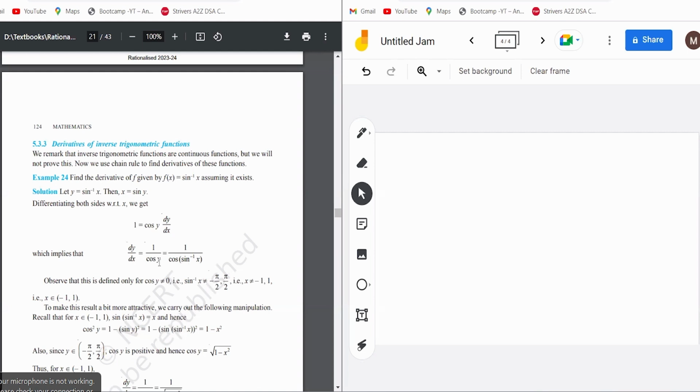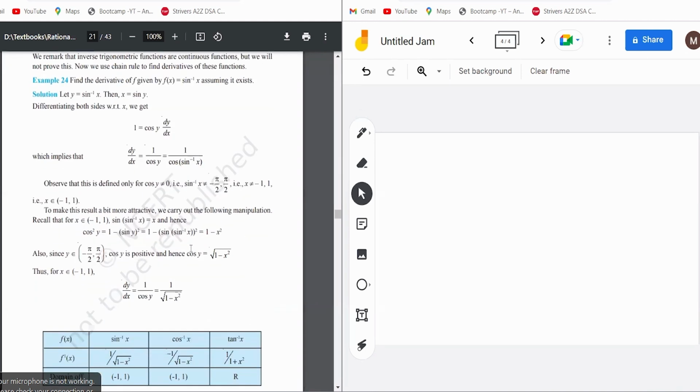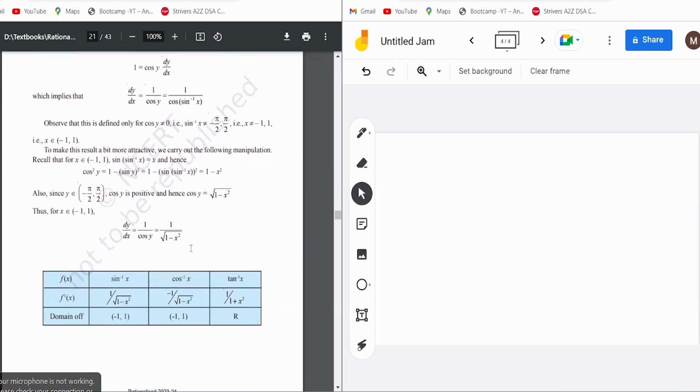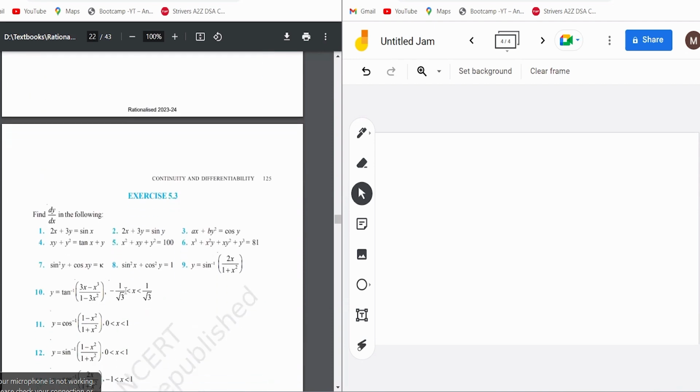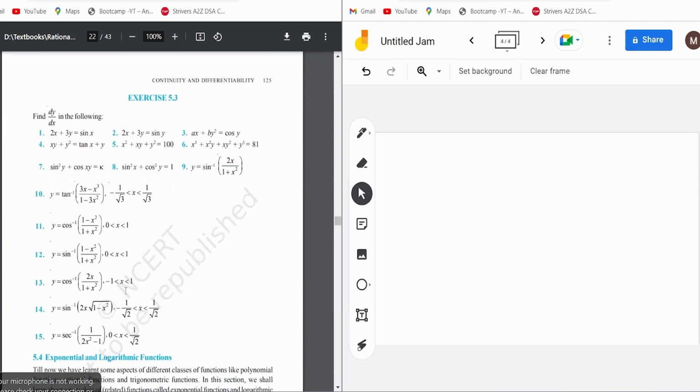So from here we can get dy by dx equal to 1 upon cos y. Then again put the value of y. So we will get 1 upon cos of sine inverse x. So this way we do the differentiation of inverse trigonometric functions, and then we will get this table. Learn this table because it's quite important. So let's move to exercise now.